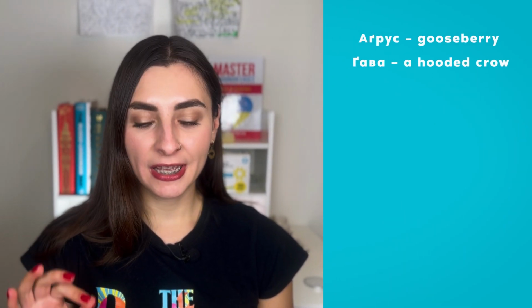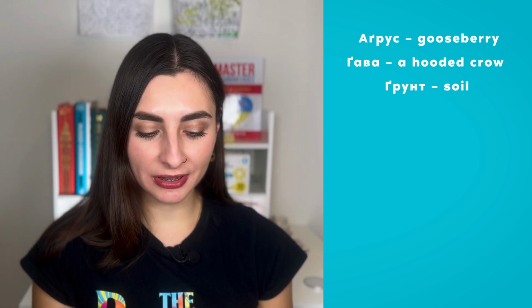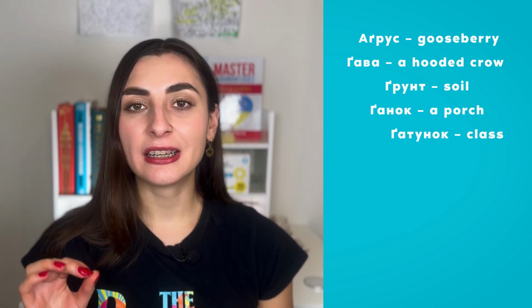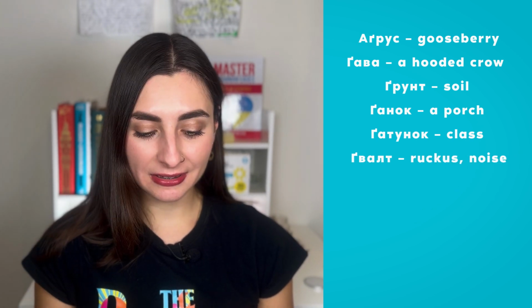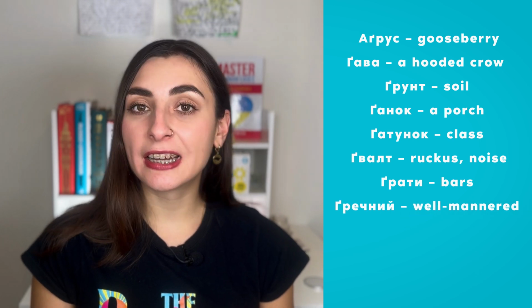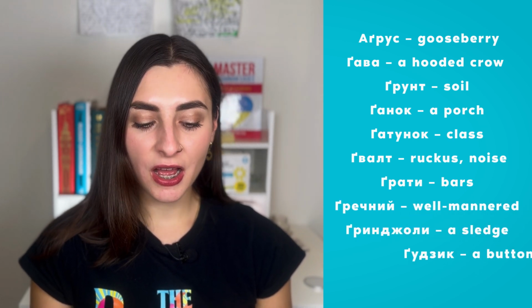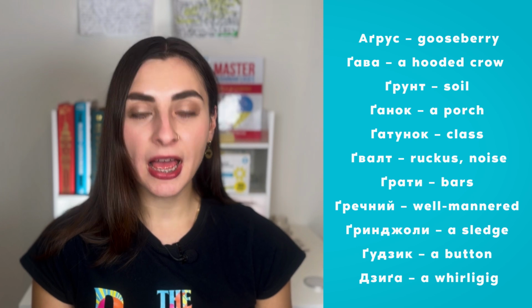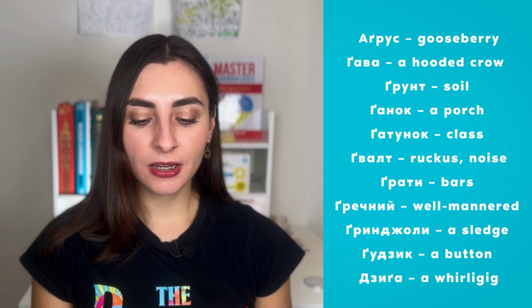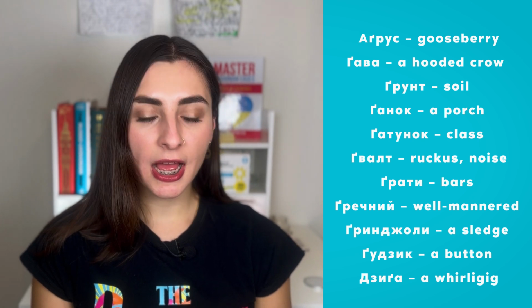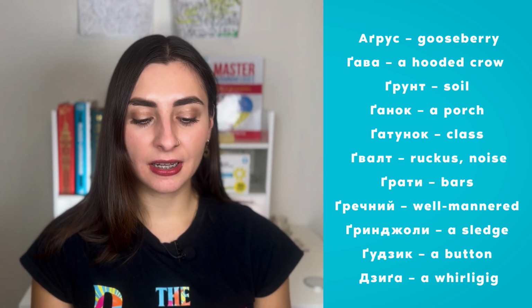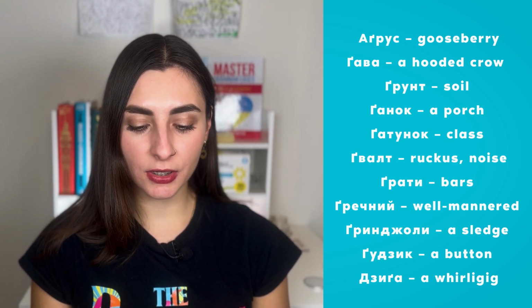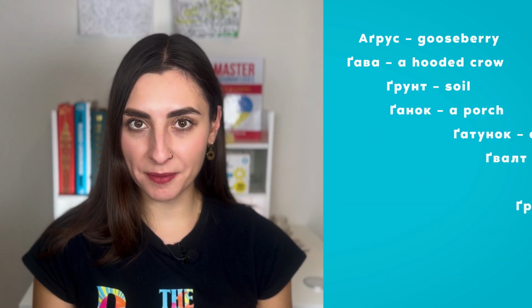Let's explore some words featuring G. Ever heard of such words: agrus, gava, grunt, ganok, gatunok, gwalt, graty, grzeczny, grężoły, gudzyk, dzyga. Let me read these words one more time for you: agrus, gawa, grunt, ganok, gatunok, gwalt, graty, grzeczny, grężoły, gudzyk, dzyga.